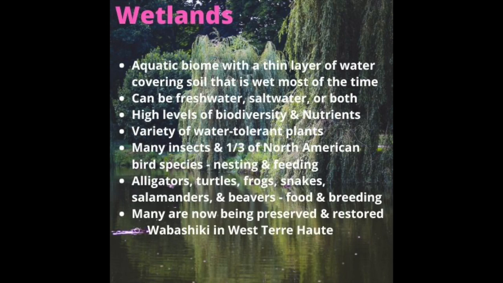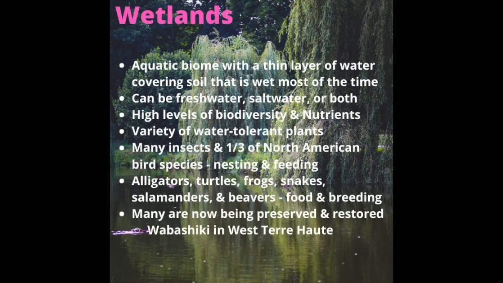Wetlands are the first aquatic ecosystem that we're going to talk about in today's lesson. Wetlands are aquatic biomes with a thin layer of water that covers soil that is wet most of the time. So, say 95% of the time when you go, it's going to be wet or flooded. Wetlands can actually be either freshwater, saltwater, or a combination of both.